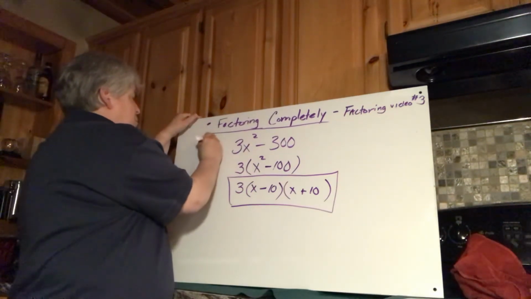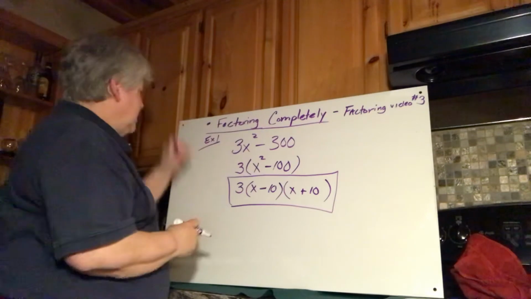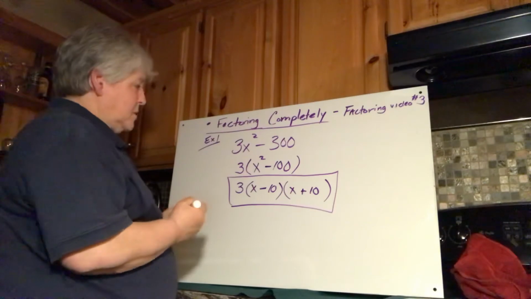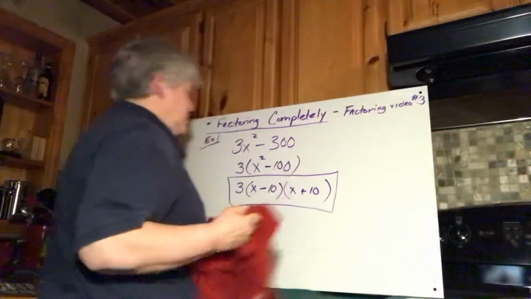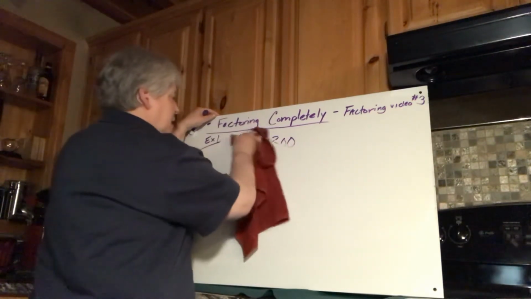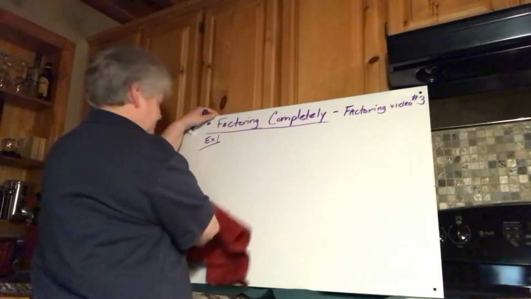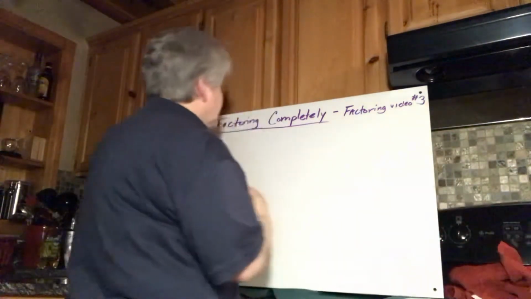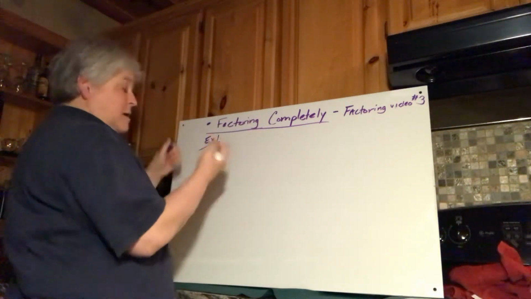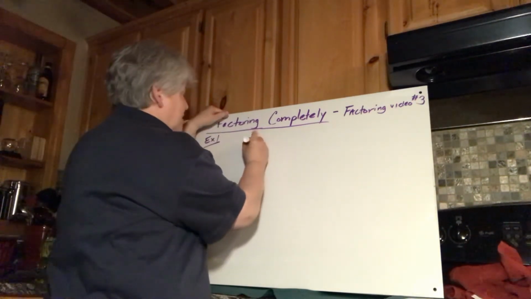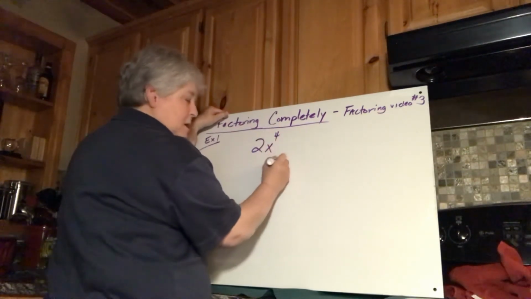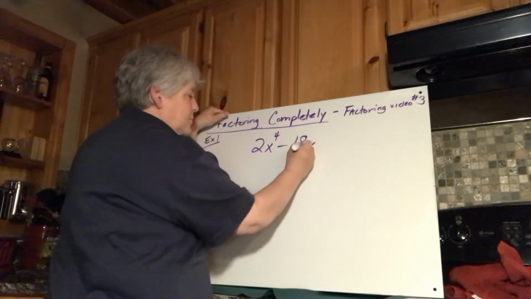Take a screenshot if you want, or hopefully you put this in your notes, because we're about ready to start another example. Here's a second example. Remember this last problem we did, we took out a 3 first, but there were not x's in both terms. Here, see how far you can get before we get to the doing of this. 2x to the 4th minus 18x squared.